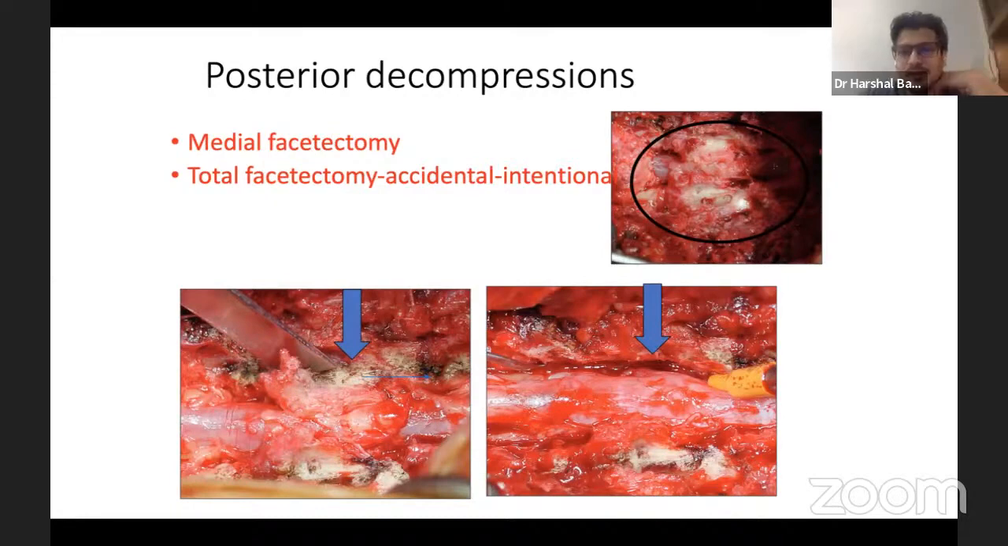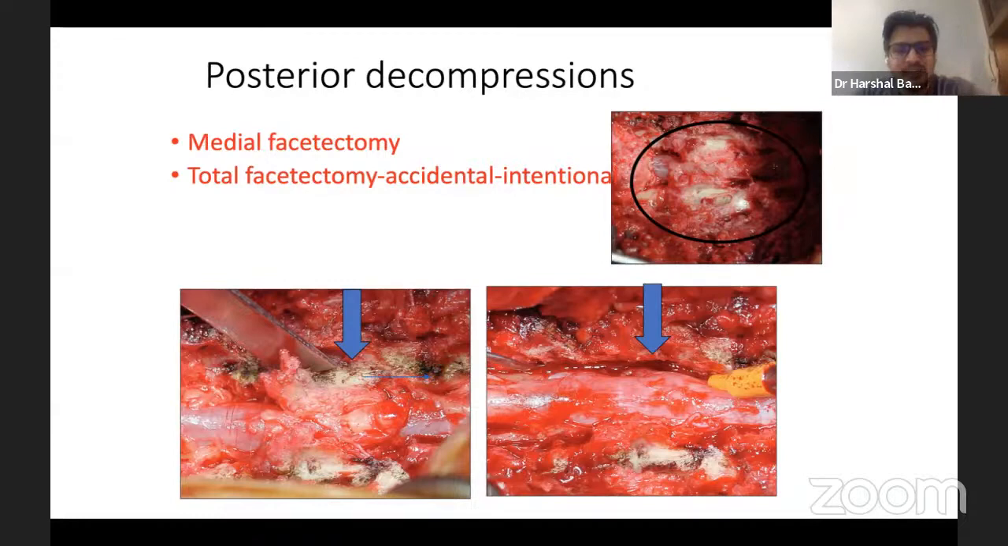No problem, I'll repeat it again. The first picture in the upper row, you can see kissing facets, very closely set facets, and you need to decompress them. To get a nice root decompression, you have to cut that facet. But while doing that, we are sometimes inviting a bigger devil, that is a total facetectomy. Literature says that even if you remove a complete facet on one side, it may not destabilize, but we should tend to avoid it.